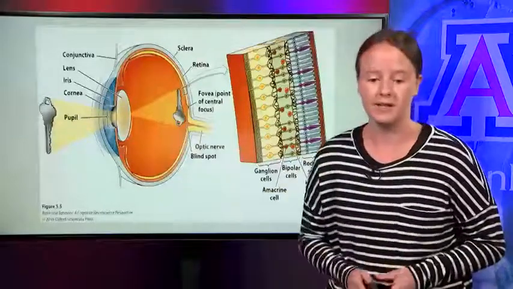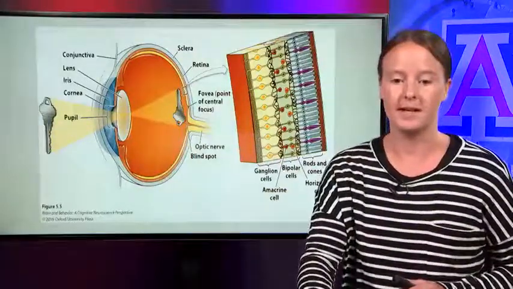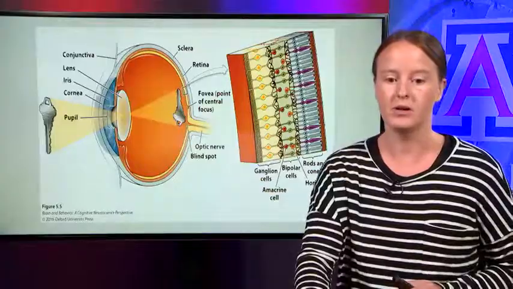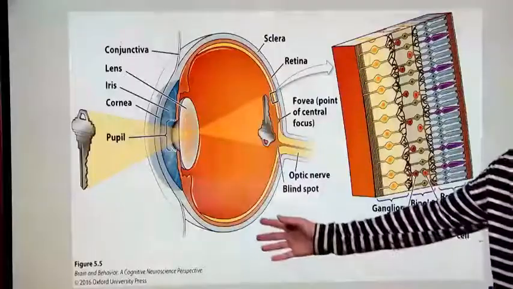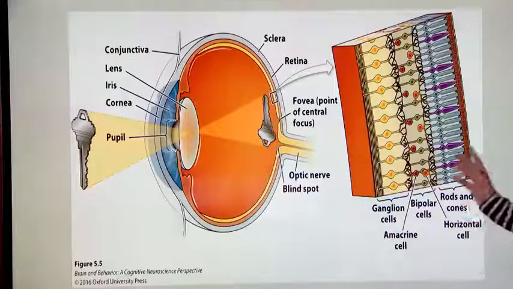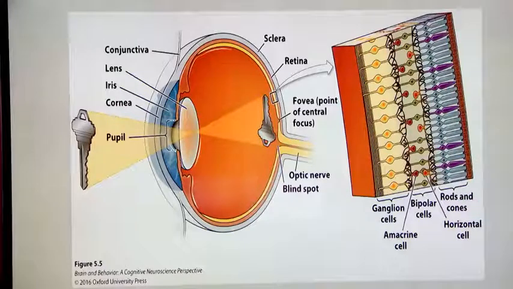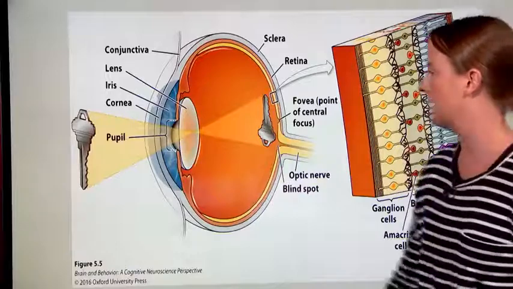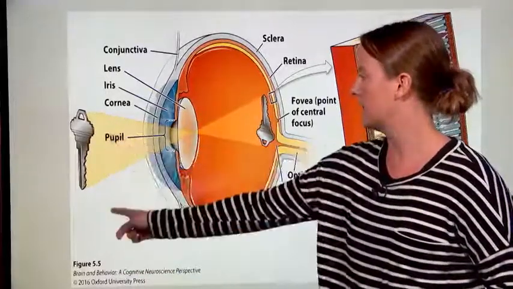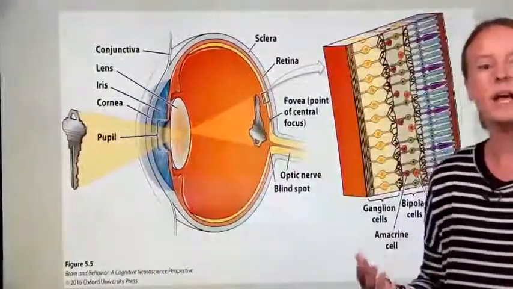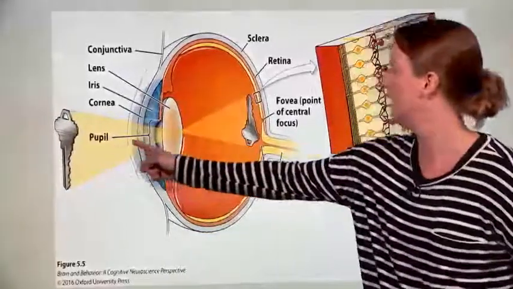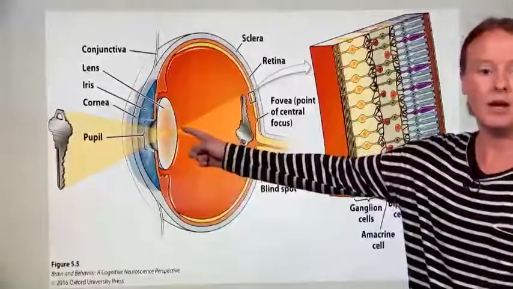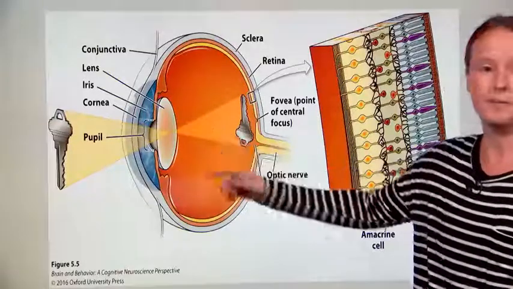So here in this figure, this is coming straight from the text. You'll see it in your book. You're seeing over here the eye, and then we're going to be zooming into the retina and looking at some cells that are really important for visual perception. Okay, but our first point of contact is a light wave. In this case, we're looking at a key, and light is going to pass through the cornea, and that light wave is going to come into the eye.